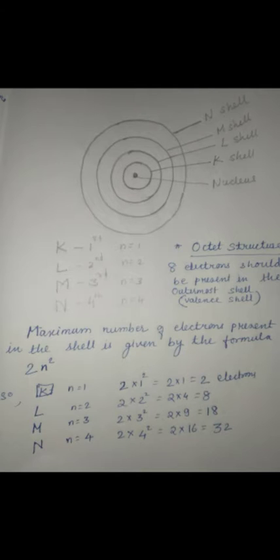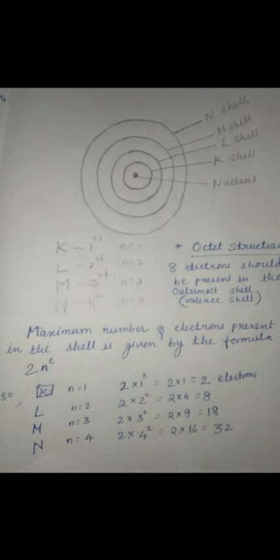And always in the first shell, 2 electrons will go. So when I am talking about 10 electrons, 2 electrons will go in the first shell. After that, how many electrons are left? 8 electrons are left. Now those 8 electrons will go in the second shell, that is the L shell. You can see here 2 electrons in the first, 8 in the second, 18 in the third and 32 in the fourth.